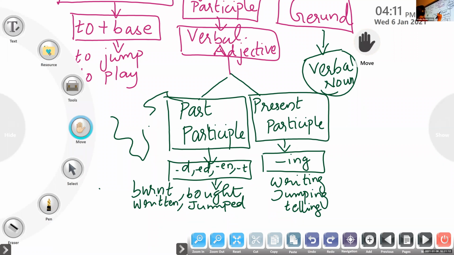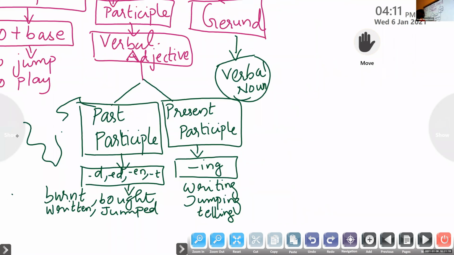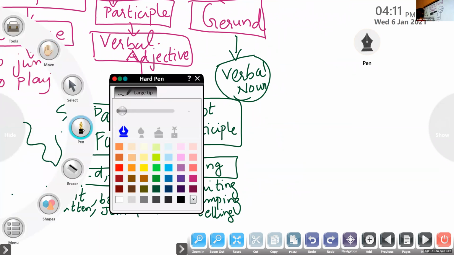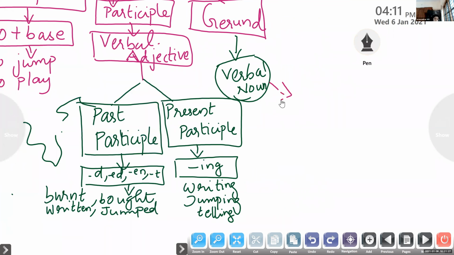Before that, let me write one example here, children. Let me write a small example here under gerund, verbal noun. Cooking is an art. Please write one example here. Tell me the gerund here. Cooking, because gerund is always ending in ing. Only this much you remember. Gerund. Another example.